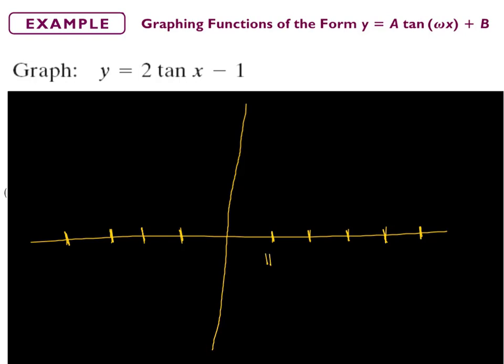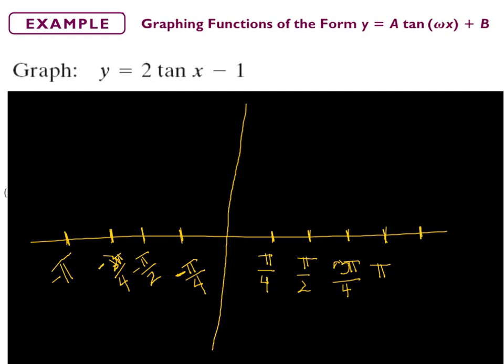Okay, so let's make this pi over 4, pi over 2, 3 pi over 4, and pi. And we'll make this minus pi over 4, minus pi over 2, minus 3 pi over 4, and minus pi.